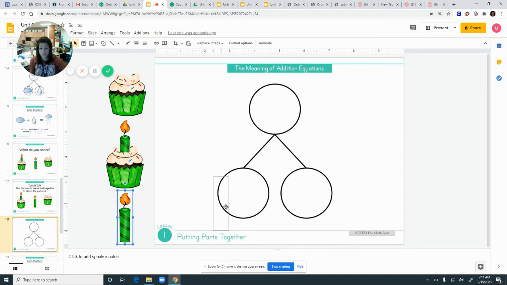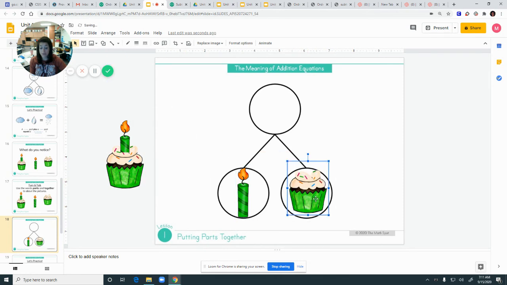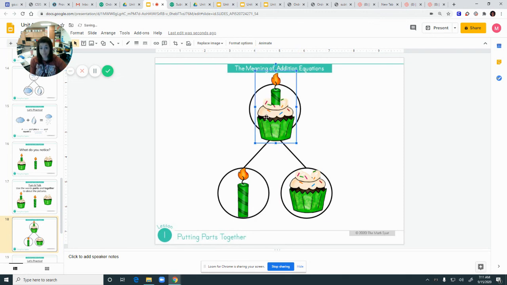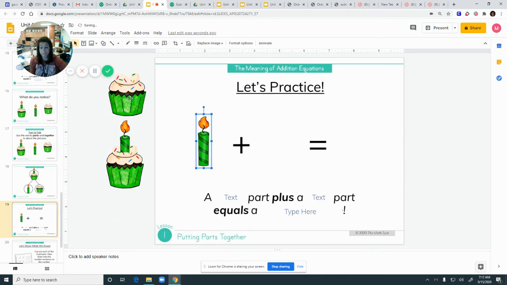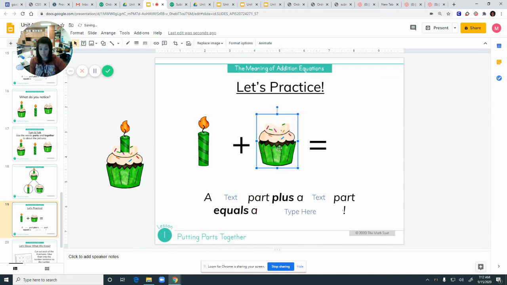Well, I'm going to use my candle and I'm going to use my cupcake. Those are my two parts. When I put my two parts together, I'm going to get a candle and a cupcake. So my whole is the candle and cupcake. Well, what created that for me was the candle and the cupcake. Let's practice that, putting in a number sentence. So a candle plus a cupcake equals a candle with a cupcake.